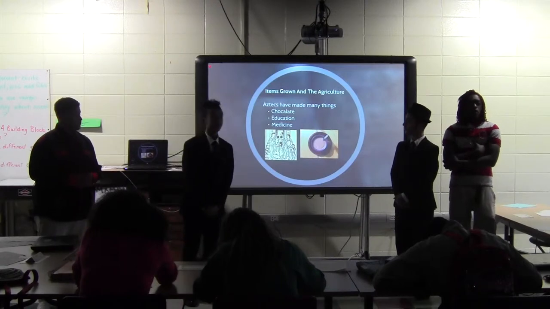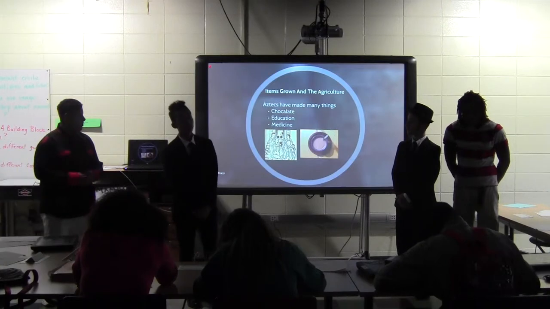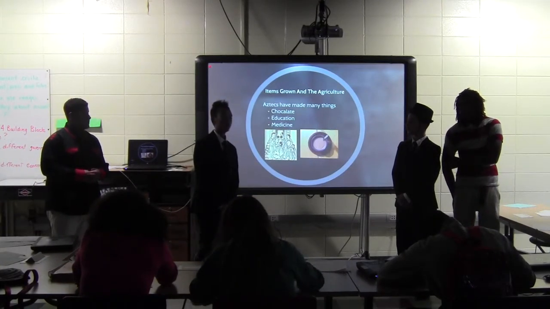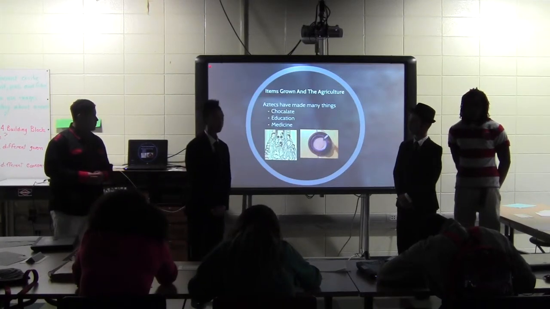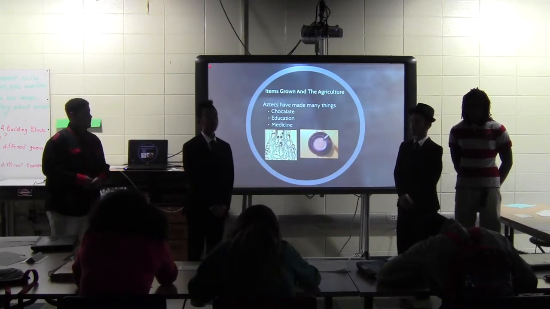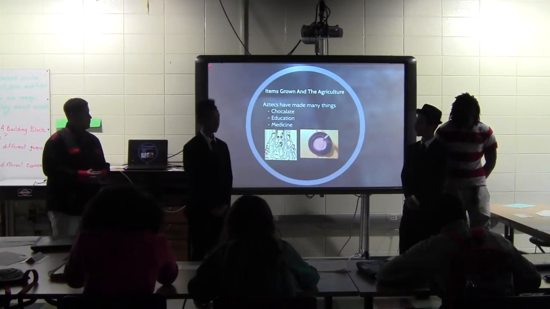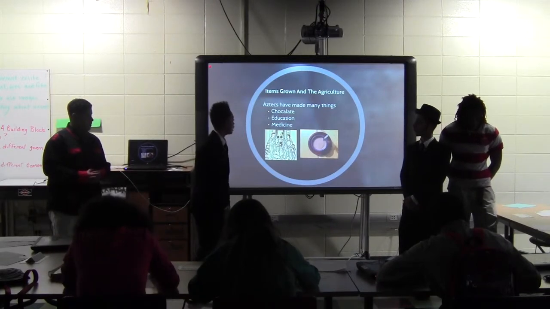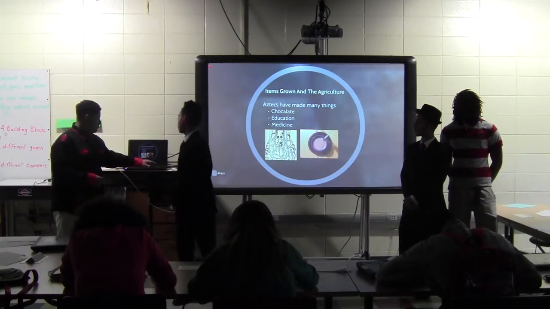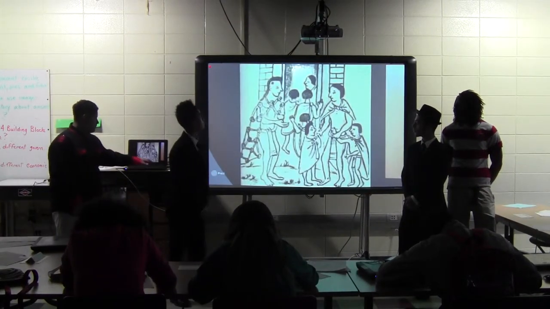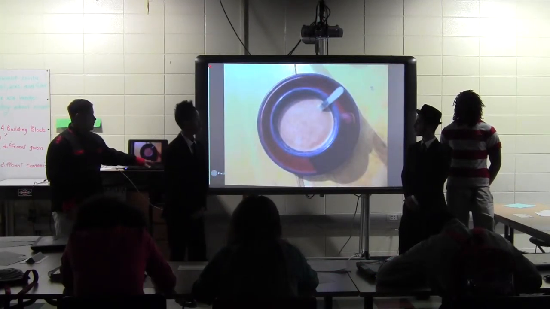Not many guys know this, but the Aztecs had made mandatory education. They also allowed poor people. They also found chocolate, which is very special for them, and they also are the first people to make medicine. This is a picture of them going to school, and this is a chocolate drink that they made called atol.